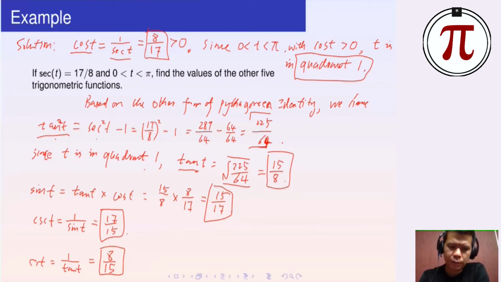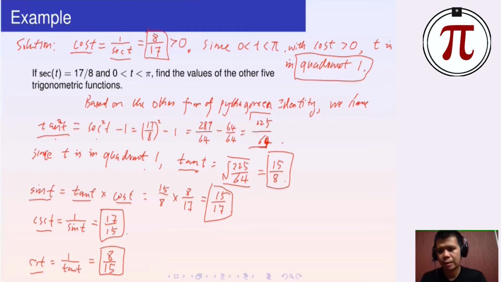Tangent equals 15/8. Therefore, sine of t equals tangent times cosine. Does that make sense? Tangent times cosine is sine over cosine times cosine; the cosine cancels out and leaves sine. So this one is this, and sine is 15/7. Now that we have sine, cosecant is 1/sine and cotangent is 1/tangent.